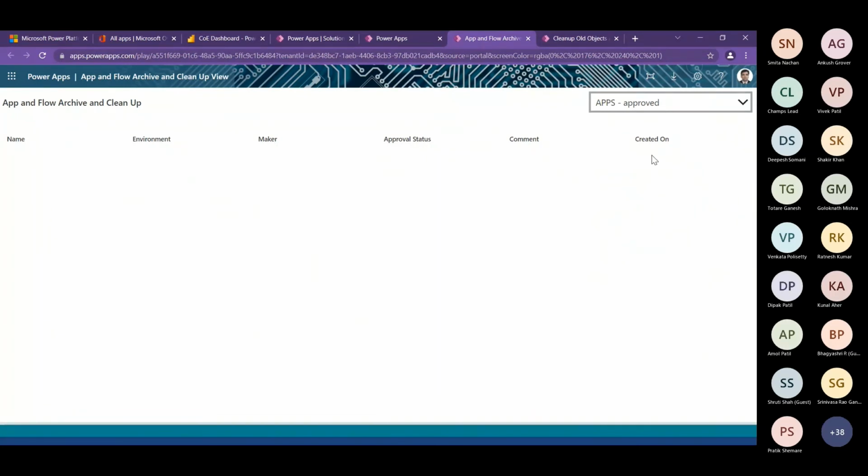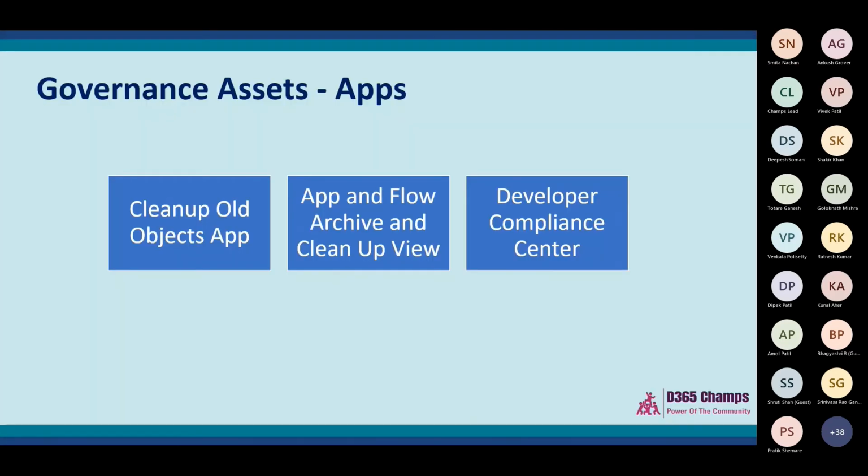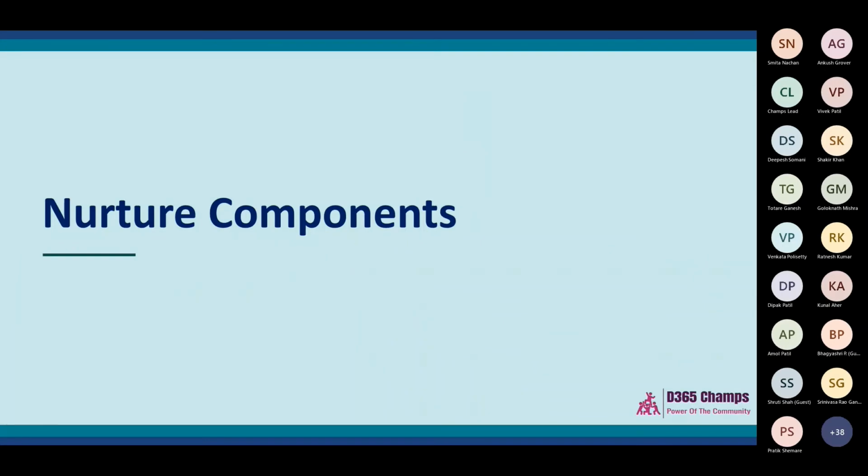And for example, if that app or flow hasn't been used for a longer time, it will go for approval to the creator on whether they still want to use it, and if they say no, it will be cleaned up. And then we saw this Developer Compliance Center, and how it can be used for carrying out the auditing process. Now let's look into these nurture components, which are an essential part of establishing the COE.